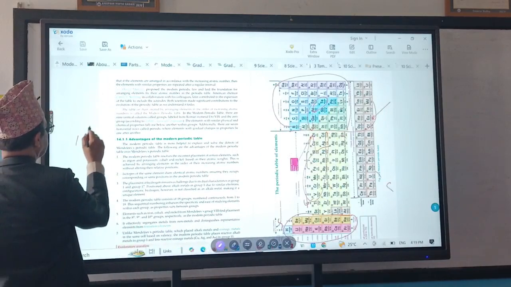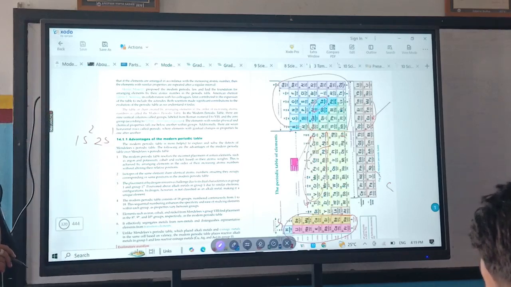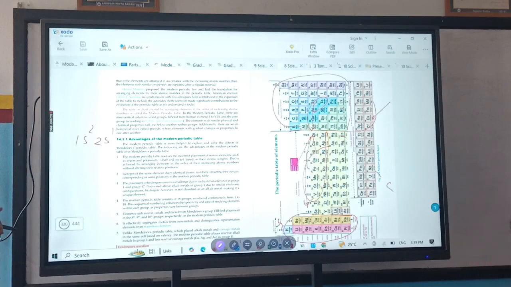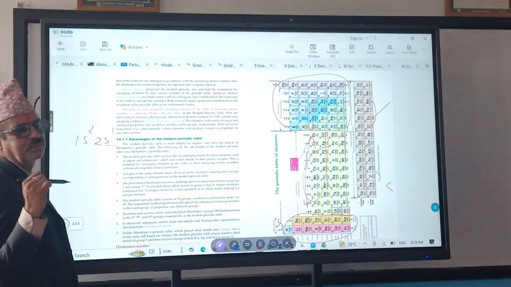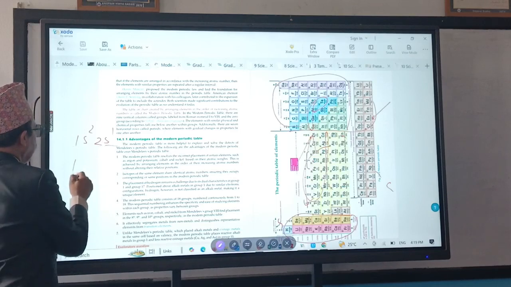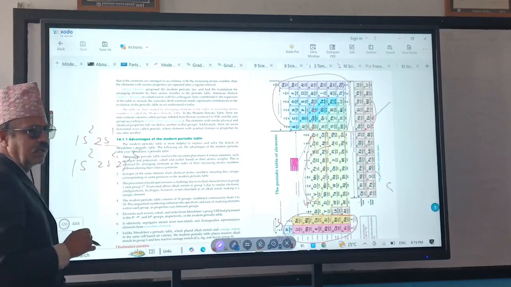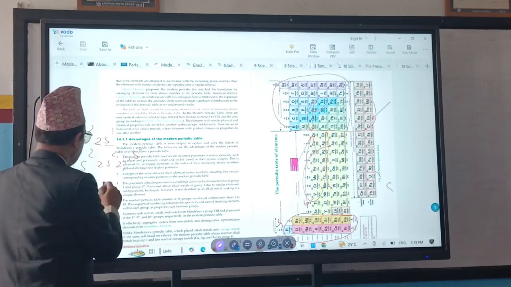Now, if I write like this, one element is like this: 1s2, 2s1. Which block element is it? Is it S block element? Are you sure? Because at last here is S block element. Make concept clear, right? 1s2, 2s2, 2p5. Which block element is it? Why P block? At last here is 5.